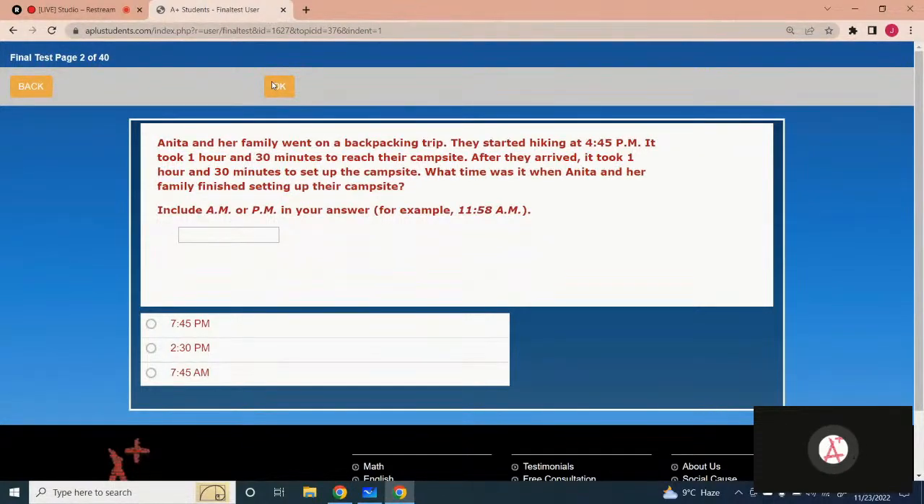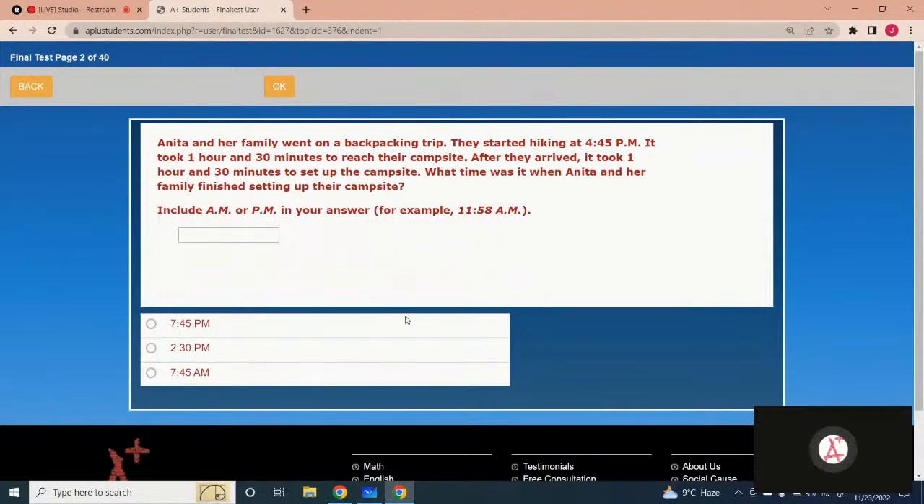Anita and her family went on a backpacking trip. They started hiking at 4:45. It took 1 hour and 30 minutes to reach their campsite. After they arrived, it took 1 hour and 30 minutes to set up the campsite. What time was it when Anita and her family finished setting up their campsite?